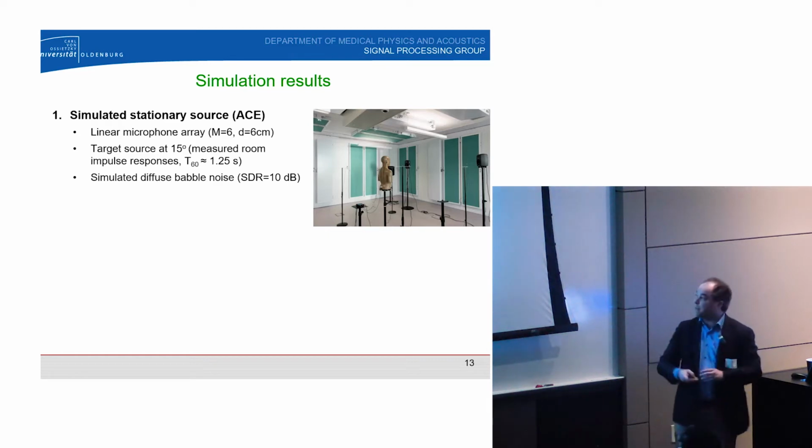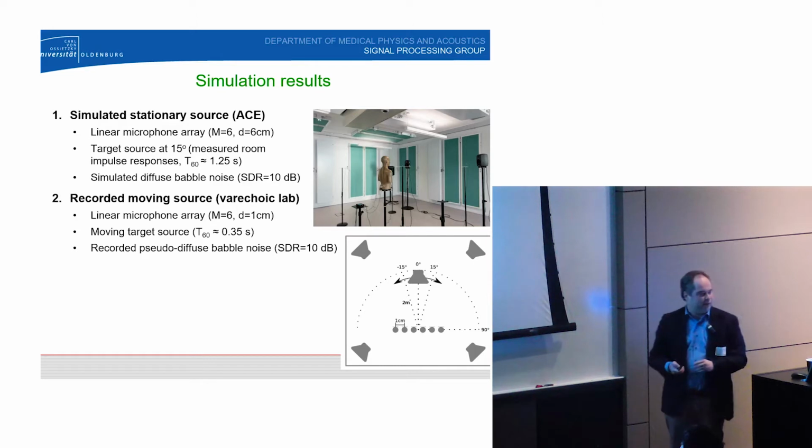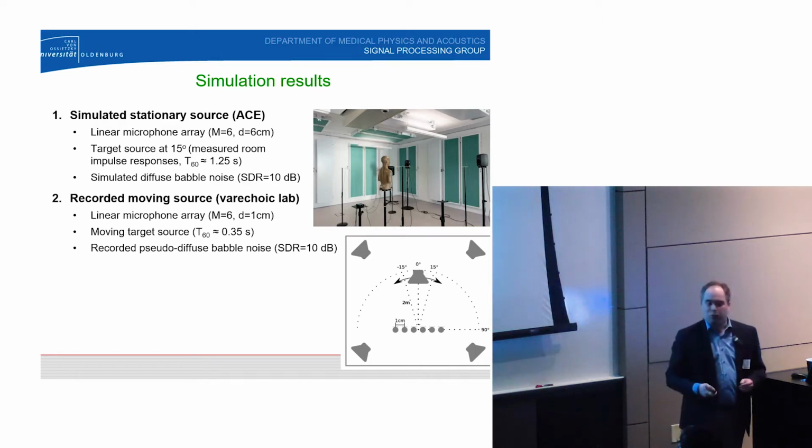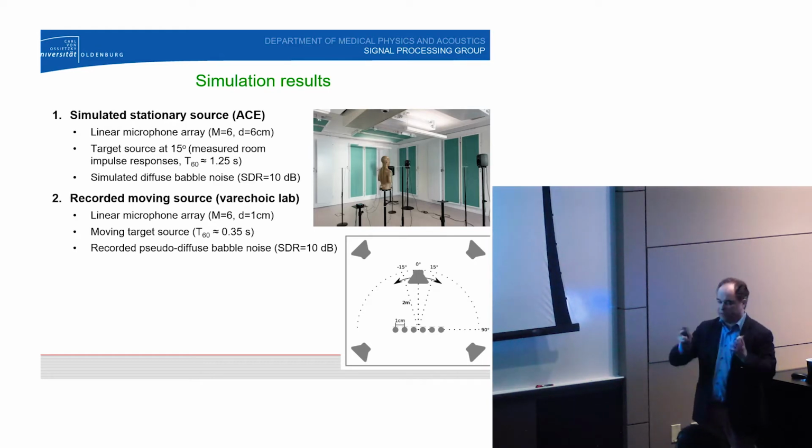So this is just beamforming and spectral post-filtering, both, for example, for a stationary source, where we used some impulse responses from the ACE challenge database at 1.25 seconds, added with some simulated babble noise at 10 dB. And then also, I would say even more relevant, a moving source in our lab, where we can change the reverberation time from about 100 milliseconds to 1.2 seconds by just flipping these panels. We just put them at 0.35 seconds, and then we moved.